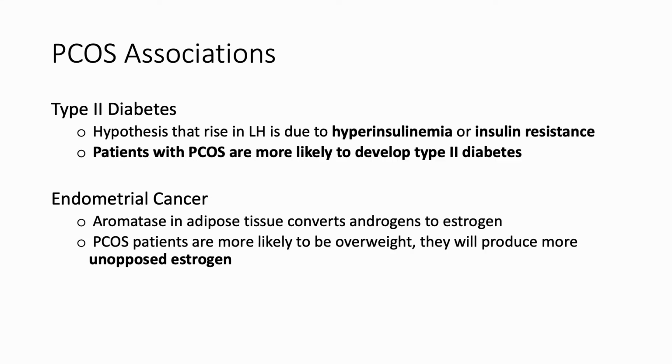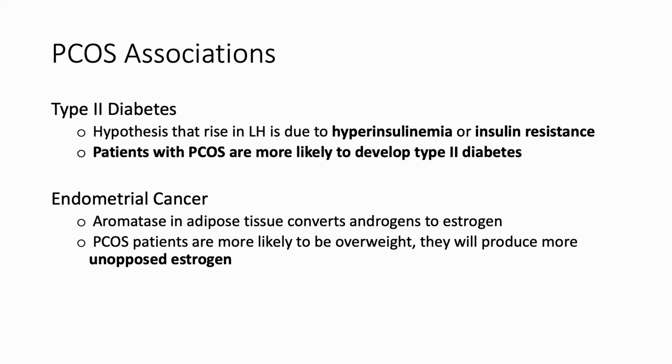There's some high-yield associations to be aware of with PCOS. The first is type 2 diabetes. There's a hypothesis that this rise in LH could be due to really high levels of insulin or insulin resistance, and patients with PCOS are more likely to develop type 2 diabetes.